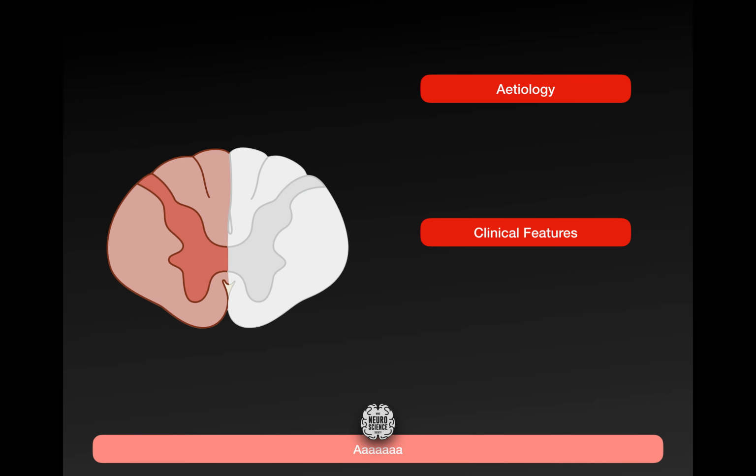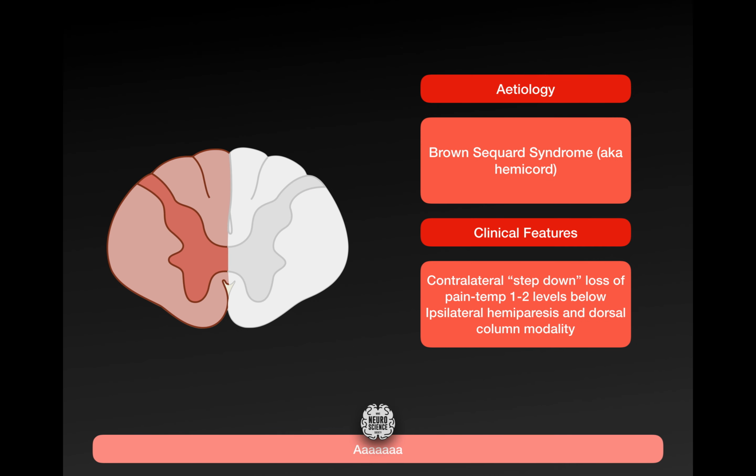This is the hemisection, which is Brown-Séquard syndrome. And so you will have contralateral loss of pain and temperature 1 or 2 levels below, because remember that your spinothalamic tracts come in, they rise up 1 or 2 levels in Lissauer's tract, and then they decussate over via this anterior white commissure here. So they come in, they come up through Lissauer's tract 1 or 2 levels, and then they decussate over and then run in the spinothalamic tract and go up. So you will have step down, because it's 1 or 2 levels, and it's contralateral.